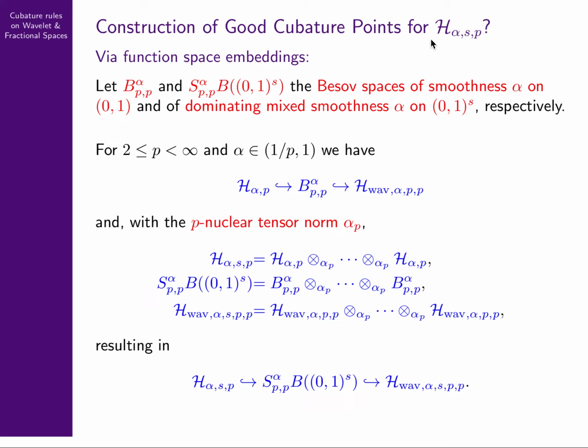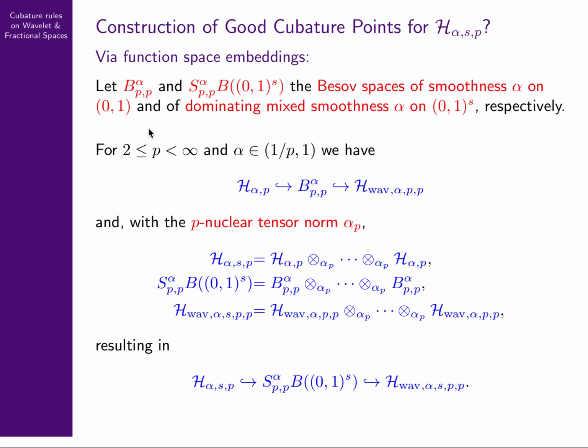We want to embed these spaces of fractional smoothness into our Haar wavelet spaces, and we want to benefit from the optimal results that we already proved in the context of Haar wavelet spaces. We do the function space embedding via an embedding detour. So first we have a look at Besov spaces of smoothness alpha on the unit interval, so that are Besov spaces of univariate functions. And then we want to have a look at Besov spaces of dominated mixed smoothness alpha on the S-dimensional unit cube, and that will be denoted by this expression.